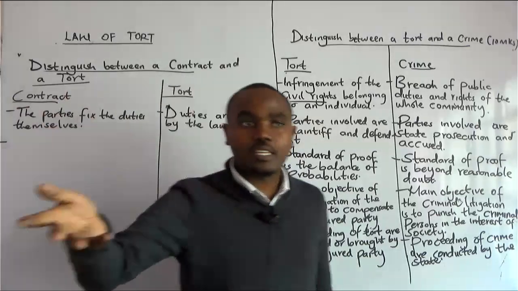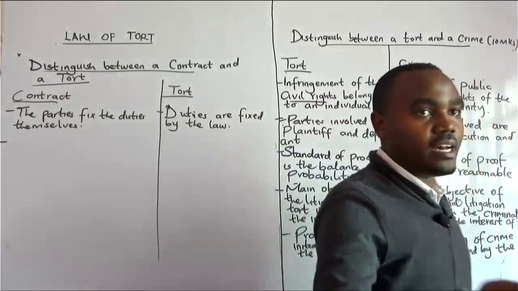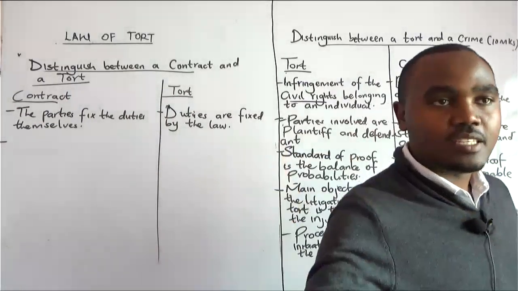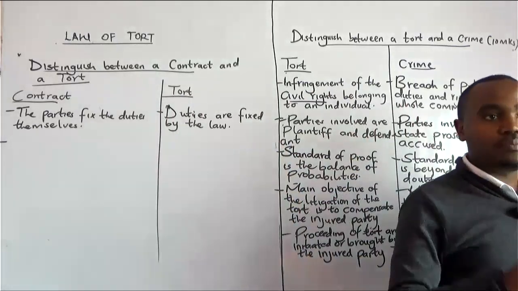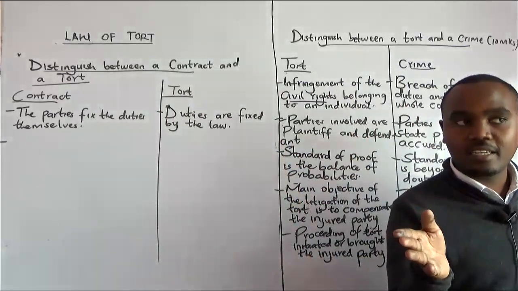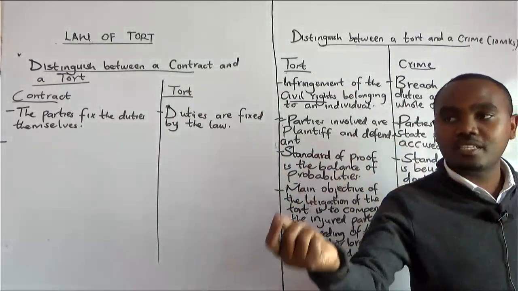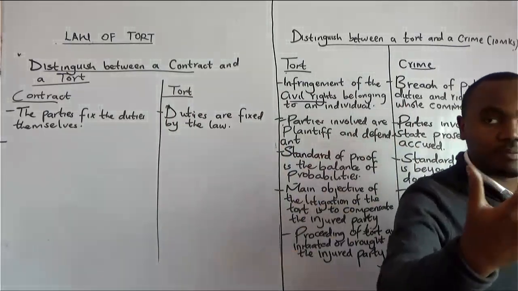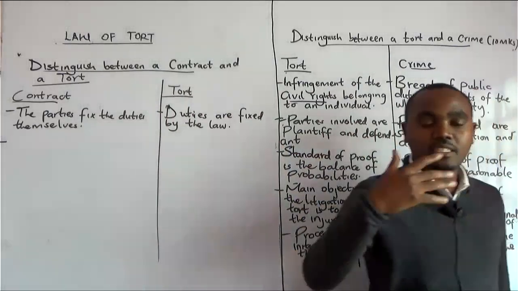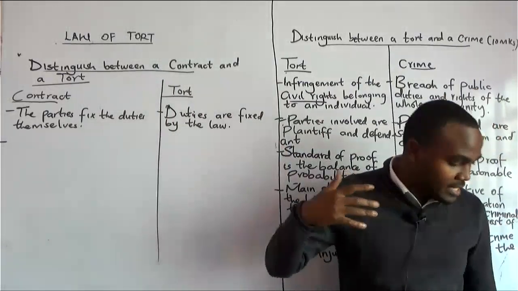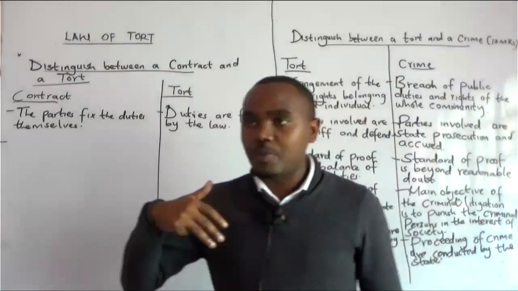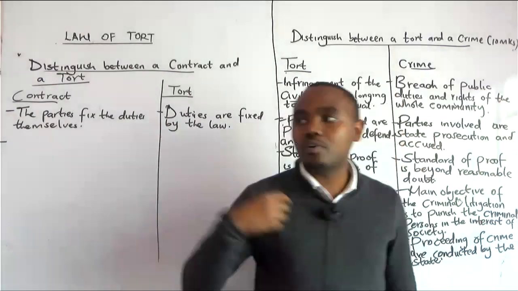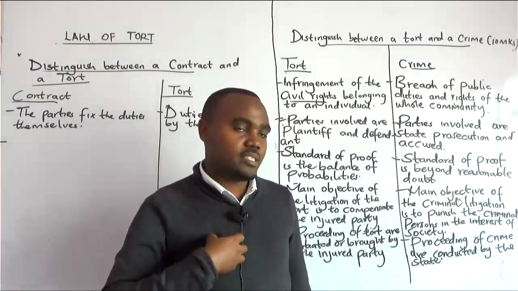Remember what we said when we were discussing the law of contract, that we as the parties are the ones who will agree that you do this and then I will do that. Can you remember the doctrine of performance, that you do this and then there will be the consideration? So it is the parties themselves. Remember we said that a contract is an agreement between parties with an intention to create legal relations. So the duties that we have on one another are the ones that we ourselves fix.